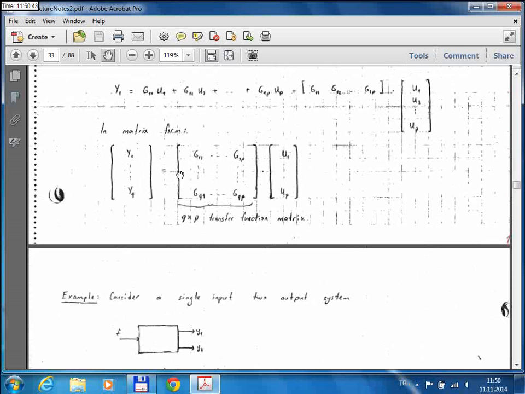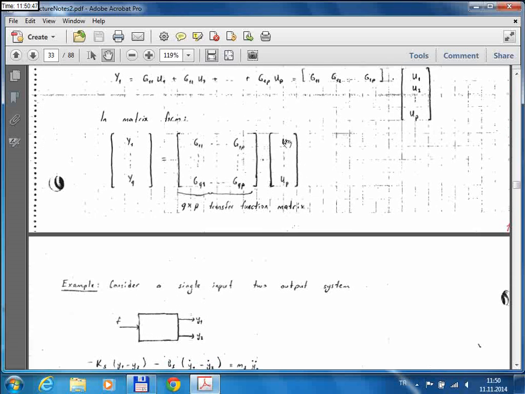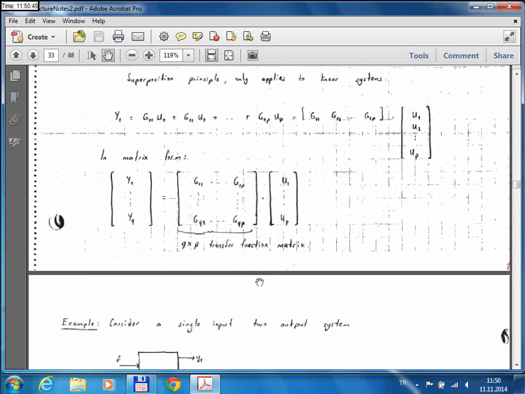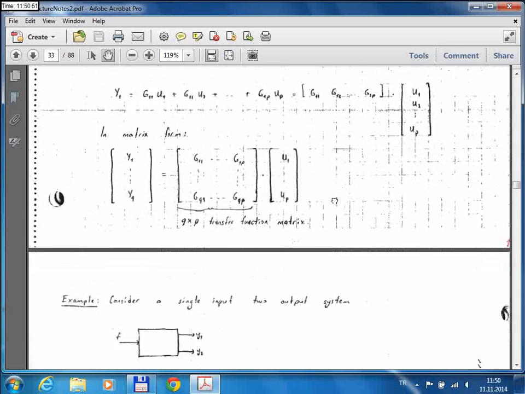We call that the transfer function matrix, and the idea is the same, but it now becomes a matrix. Okay.